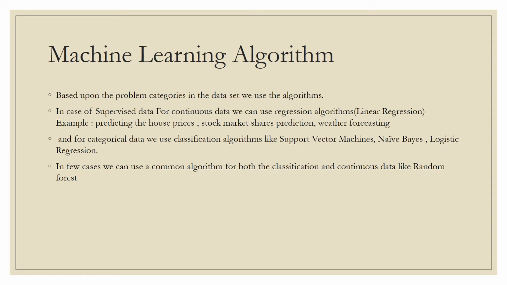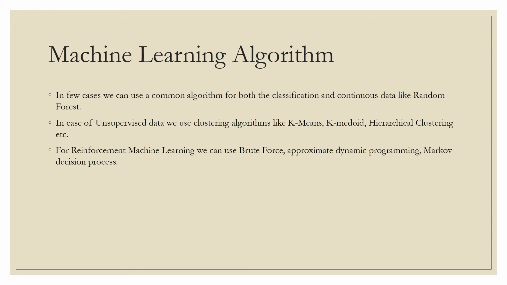Now coming to unsupervised data where the output is not known. Which algorithm do we use here? Now, here we have to keep in mind that the data needs to be grouped or clustered. Hence, we will use the clustering algorithms. The clustering algorithms are k-means, k-median or k-medoid, hierarchical clustering, etc. Now, in case of semi-supervised machine learning, we've seen that reinforcement machine learning is an example of it. So, which algorithm are we using in it? We are using brute force, approximate dynamic programming, Markov decision process.